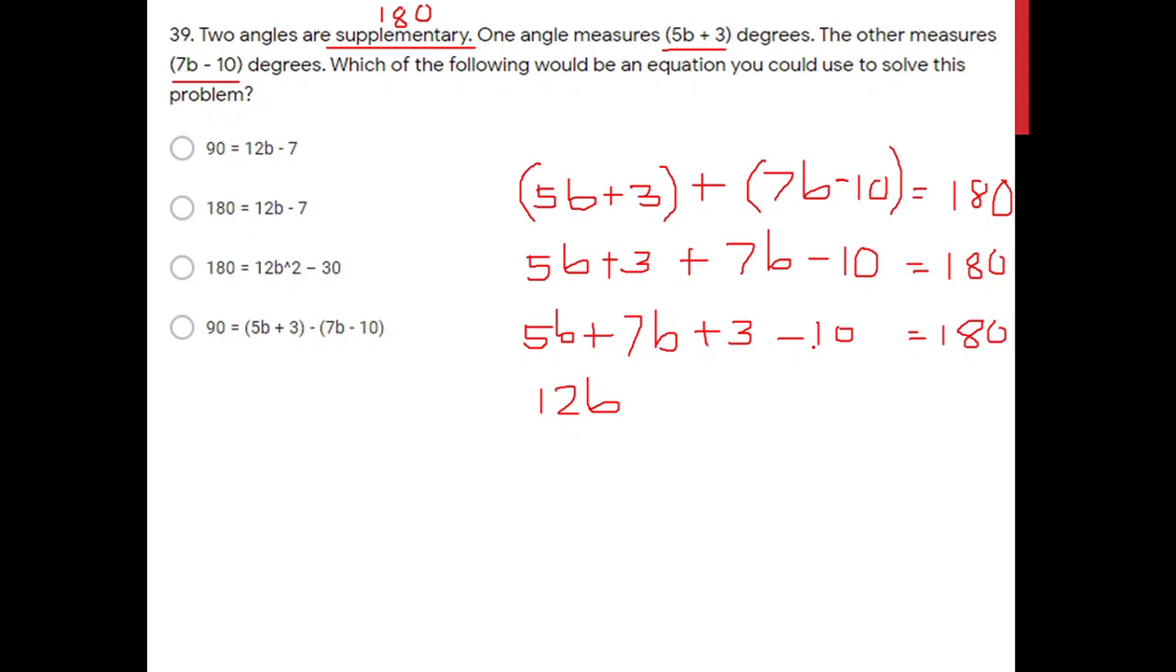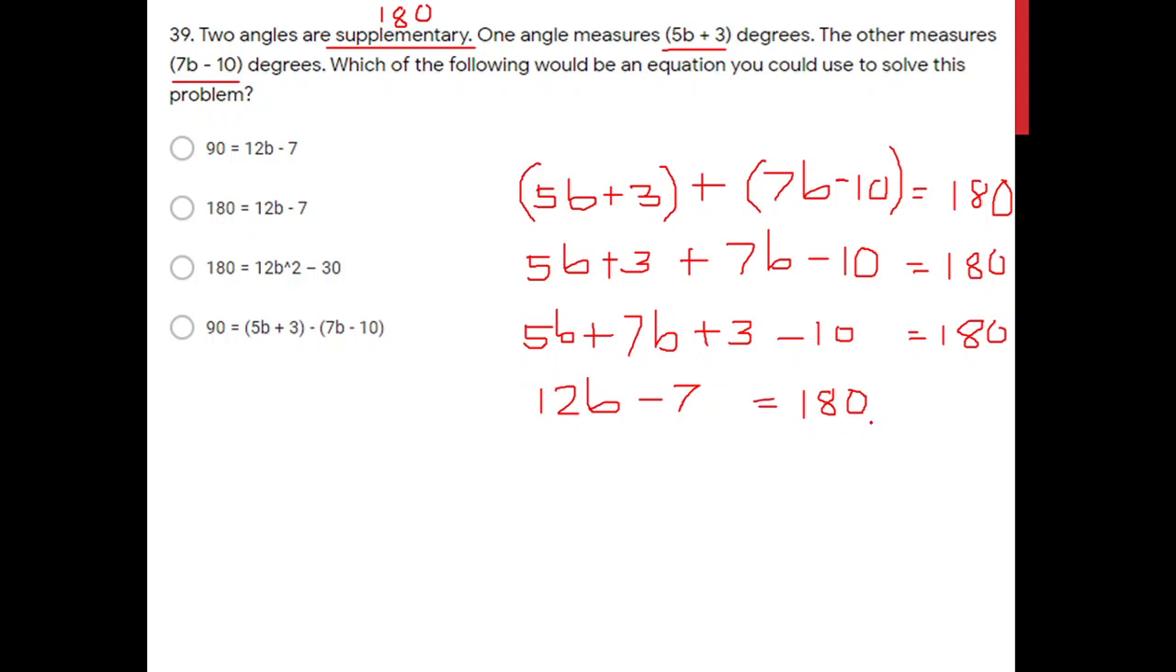Positive 3 and negative 10, take note you have a positive and a negative number, so it means you need to subtract them. And since 10 is bigger than 3 and 10 is negative, the result would be negative. 10 minus 3 is 7. So you have positive 3 and negative 10 is negative 7, equals 180. There. Now again, this will be our answer.